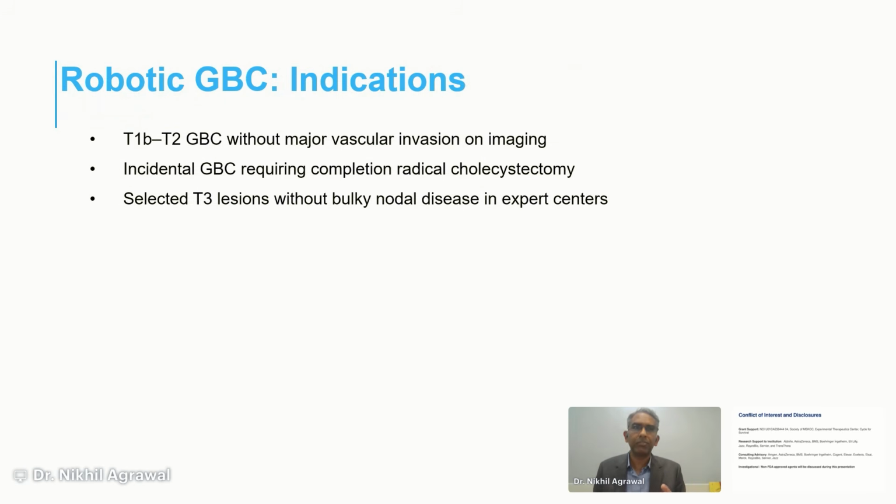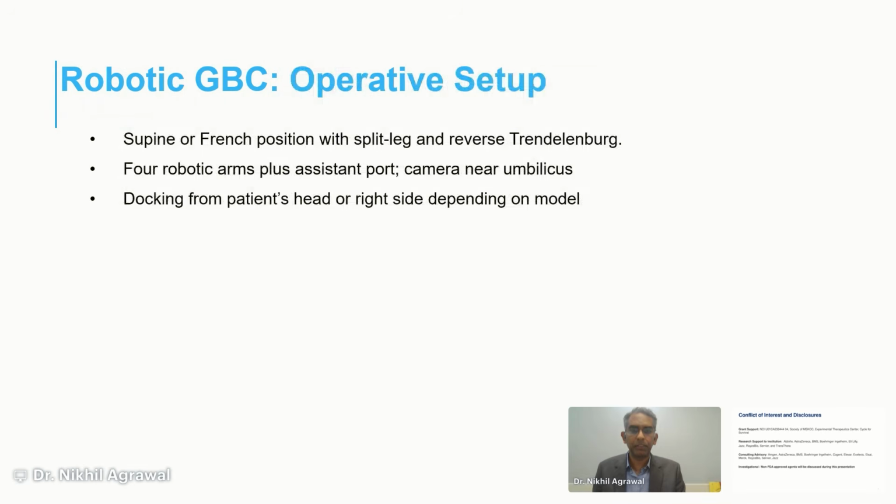There should not be bulky lymph node. There shouldn't be any vascular invasion, and incidental gallbladder cancers are particularly suited for this robotic radical cholecystectomy. Well, the patient selection has to be good, because if you don't take such kind of patients, then the results are not likely to be great.